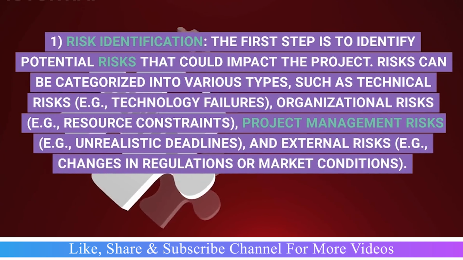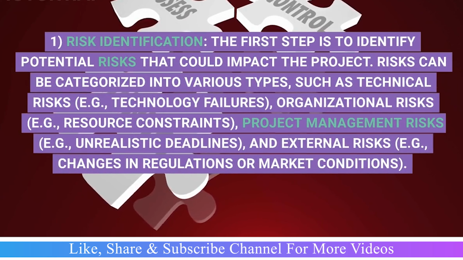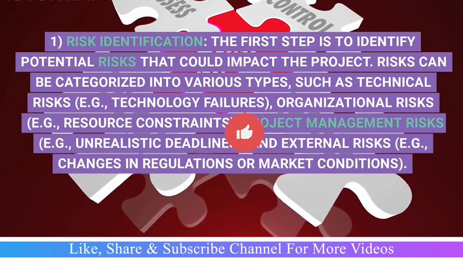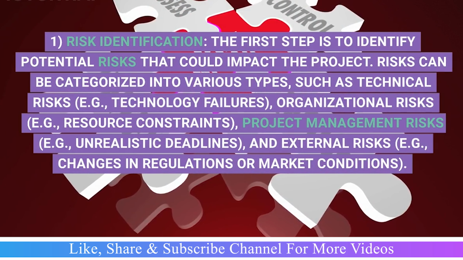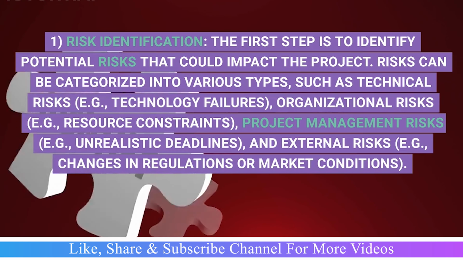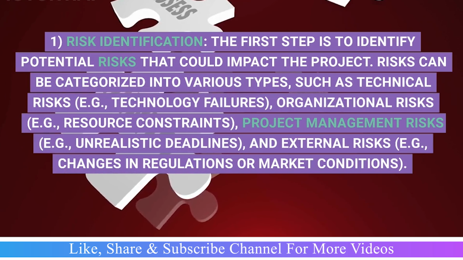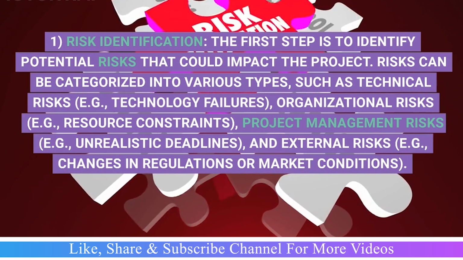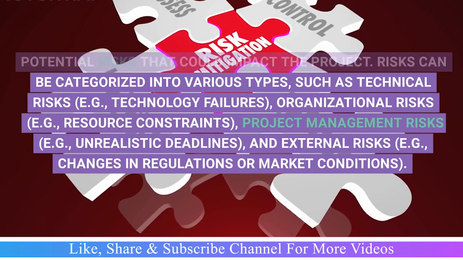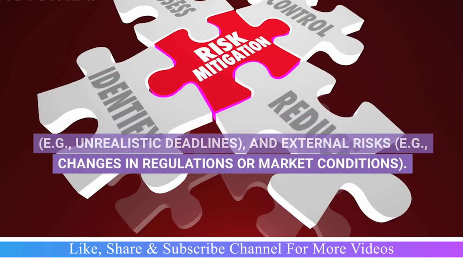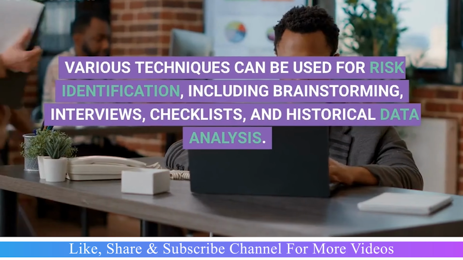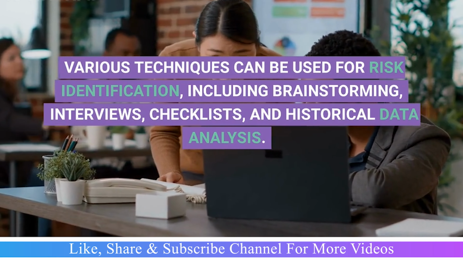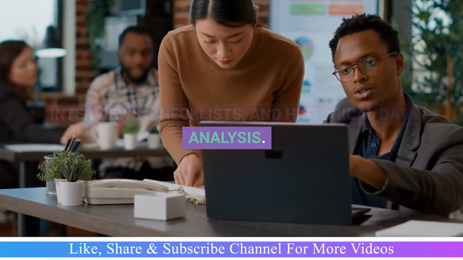1. Risk identification. The first step is to identify potential risks that could impact the project. Risks can be categorized into various types, such as technical risks, e.g., technology failures, organizational risks, e.g., resource constraints, project management risks, e.g., unrealistic deadlines, and external risks, e.g., changes in regulations or market conditions. Various techniques can be used for risk identification, including brainstorming, interviews, checklists, and historical data analysis.